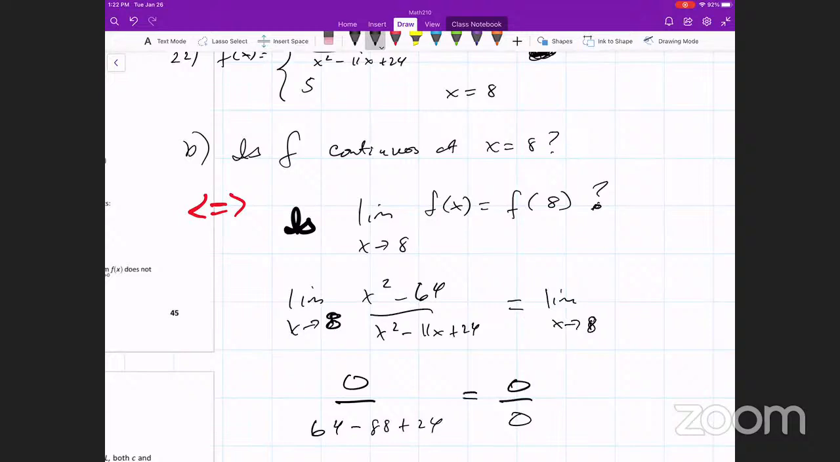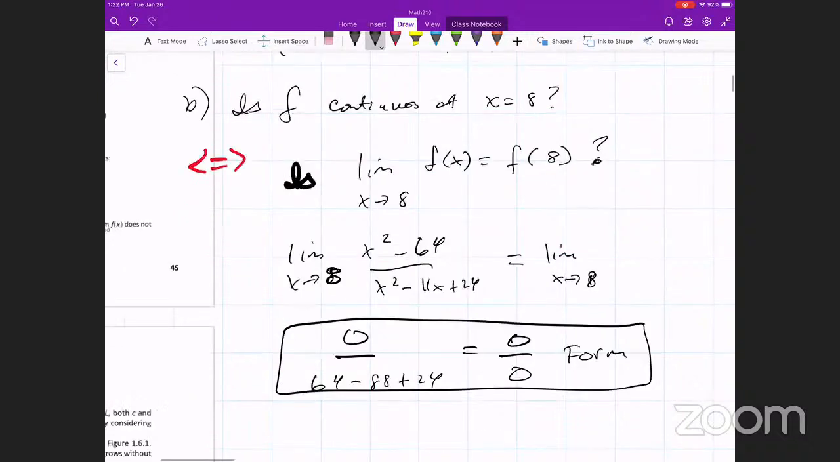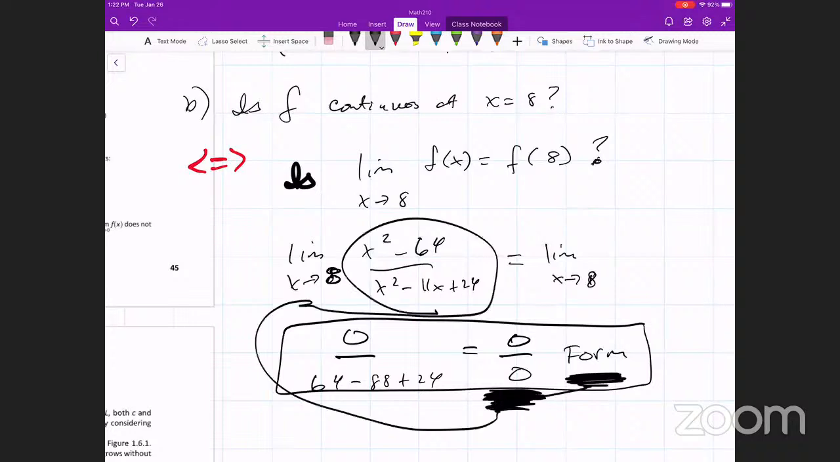Okay, so 0 over 0 is the form of this limit. That's not the answer to the limit. The answer is never 0 over 0. It's just the structure, and this is the type of confusion we have. We don't know what the limit is as x approaches 8, because 0 over 0 is not a good answer. So I need to do something different.